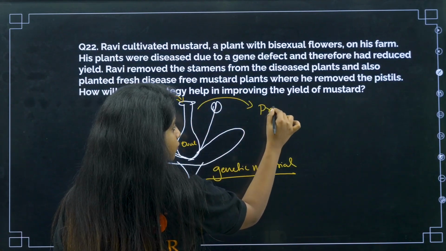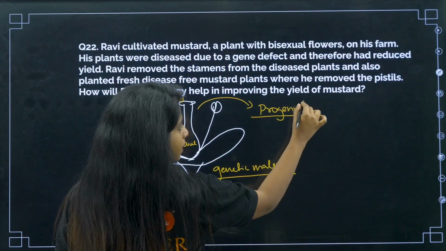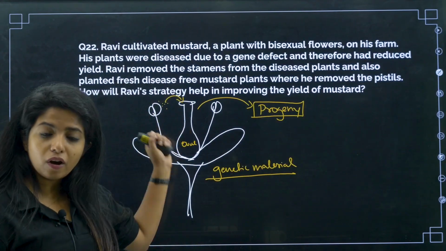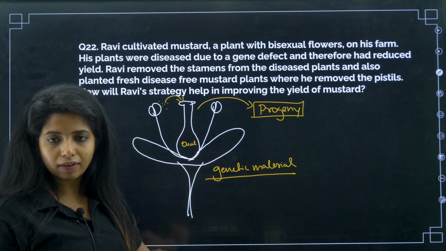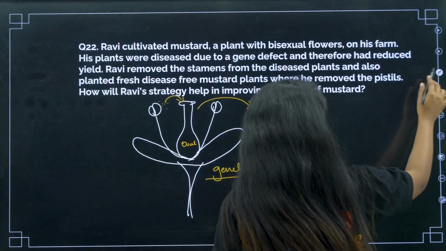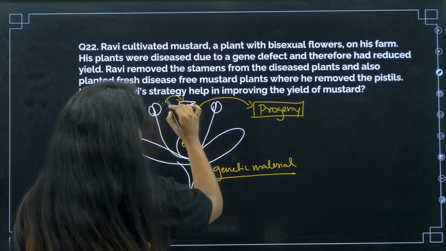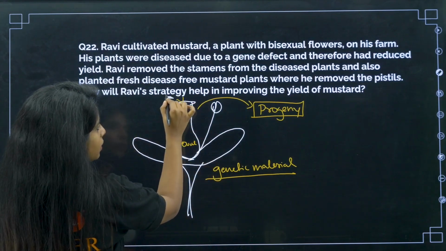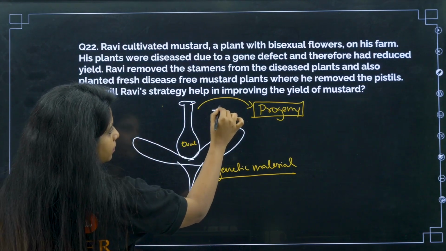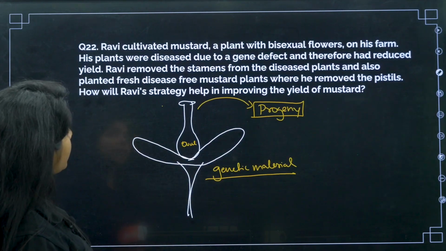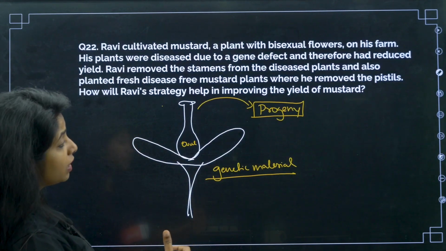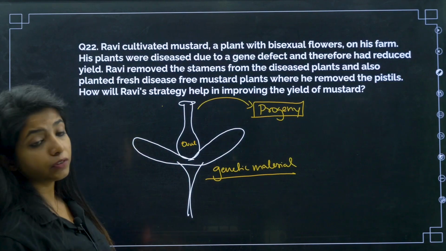The progeny that will be formed, the next plant, will also have the disease, because you are taking from the same background parents, right? So obviously they will have it. Now Ravi, what did he do? Actually I told you the answer itself. Now Ravi, what did he do? He removed the stamens from here, that is the male part, and also planted fresh disease free mustard plants where he removed the pistils.